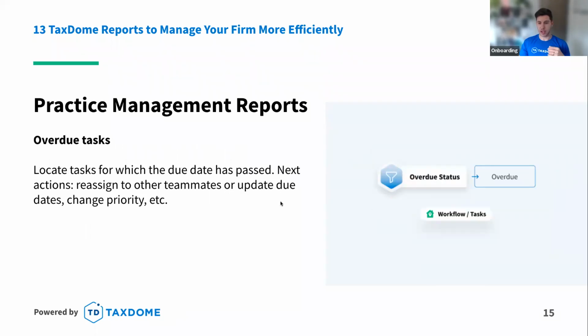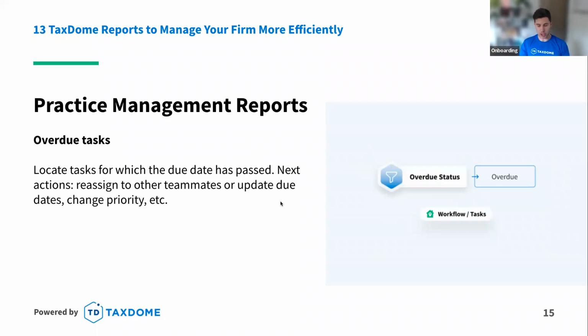Same thing, tasks. Let's say you're a manager, you want to see what's outstanding, who's doing it. You can filter your tasks that are overdue. What does overdue mean? Simply that the due date has passed. And then from there, you can do the same as with the client accounts.